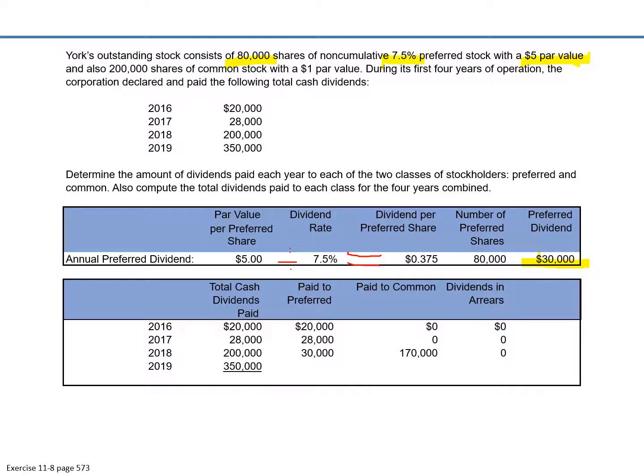0 dividends in arrears. In 2019, we paid $350,000. So we're going to pay all 350 to our preferred, and we're going to pay $320,000 to our common. No dividends in arrears because it's non-cumulative. So our total dividends paid is the sum of those 4 years, $598,000. That's just coming from up here. We paid $108 to our preferred, and we paid $490 to our common.